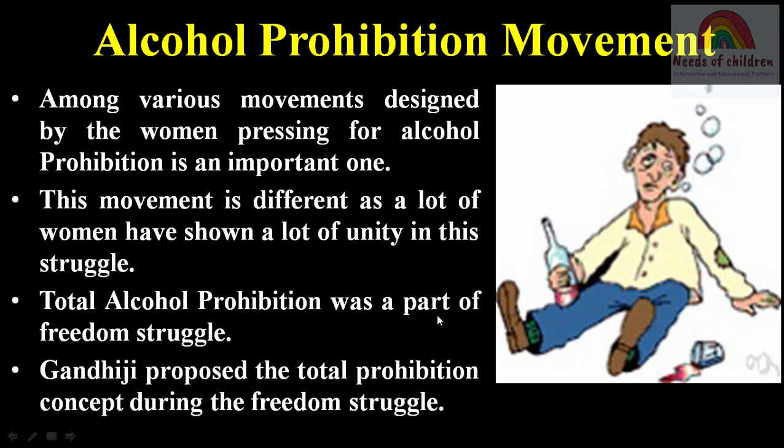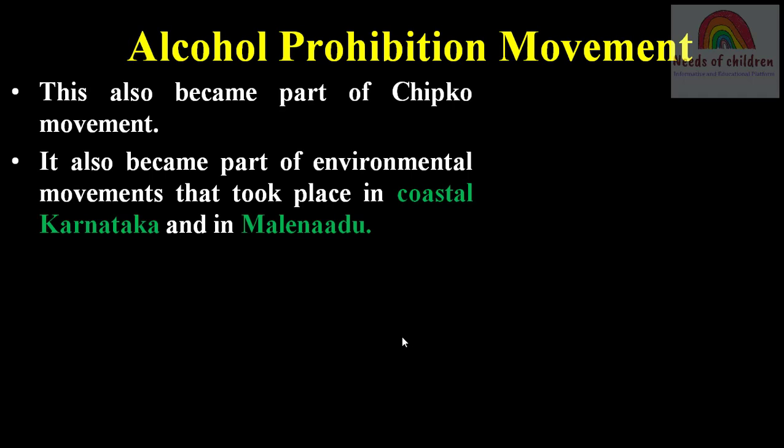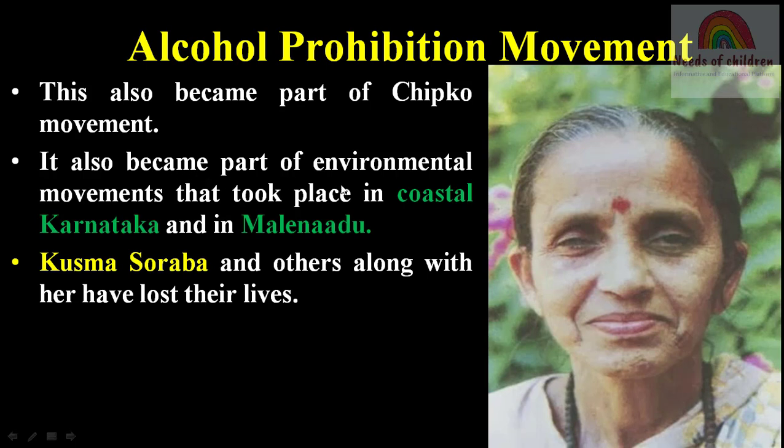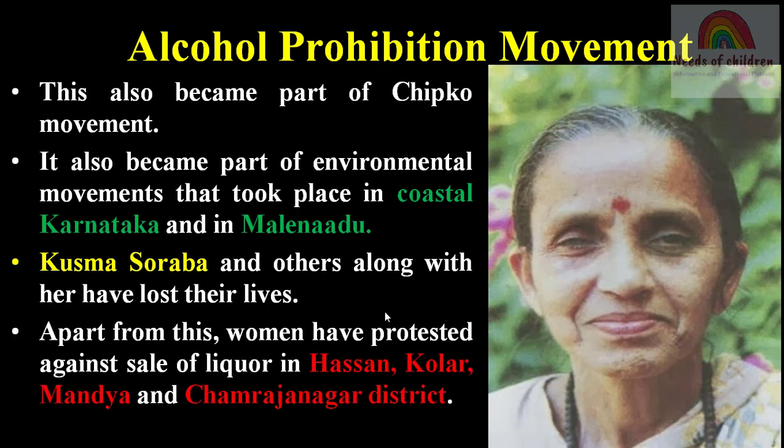Total alcohol prohibition was a part of the freedom struggle. Gandhiji propounded the total prohibition concept during the freedom struggle. Even this became a part of the Chipko movement. It also became part of the environmental movements that took place in coastal Karnataka and in Malenadu. Kusuma of Sorab and others along with her lost their lives. Apart from this, women have protested against the sale of liquor in Hassan, Kolar, Mandya and Chamarajanagar districts.